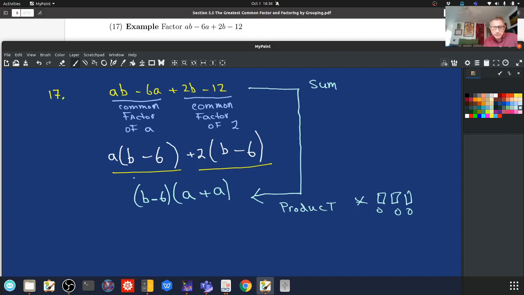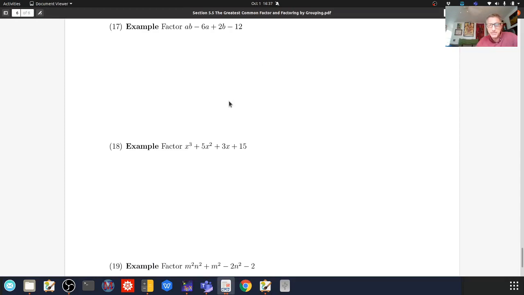Something's wrong here. Oh, that's supposed to be 2, not a. Sorry. No, that was right. The a was right. So a times b minus 6 divided by b minus 6 is a. 2 times b minus 6 divided by b minus 6 is plus 2. So that was what it was. I just wrote a. Well, they look kind of the same. Good enough. I mean, it's not good enough. It has to be a.